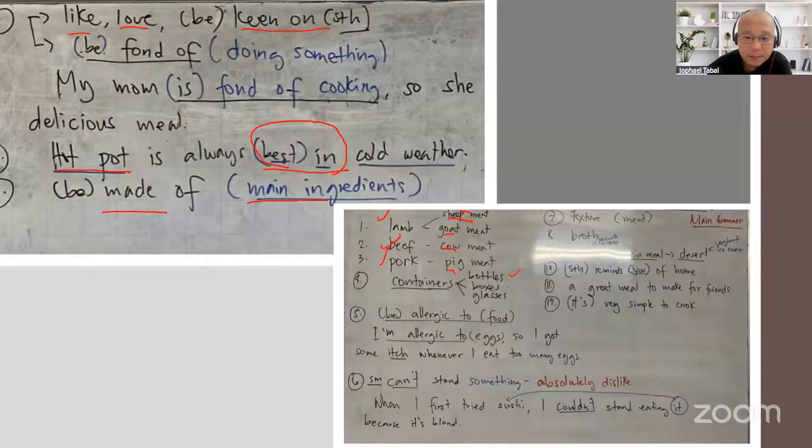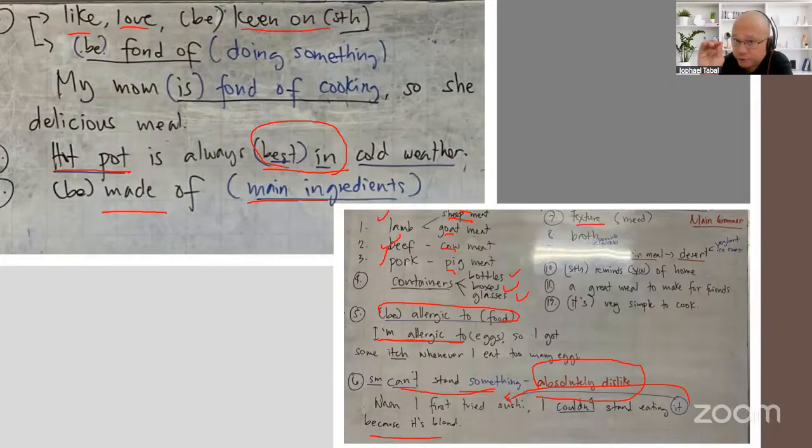Containers, we can say bottles, boxes, glasses. Be allergic to food. For example, I'm allergic to eggs, so I get some itch whenever I eat too many eggs. Can't stand something, meaning you don't really like it. Okay, so for example, when I first tried sushi, I couldn't stand eating it. Okay, so the "it" here means the sushi, all right? Because it's bland, all right? So can't stand something means you absolutely don't like it. Okay.